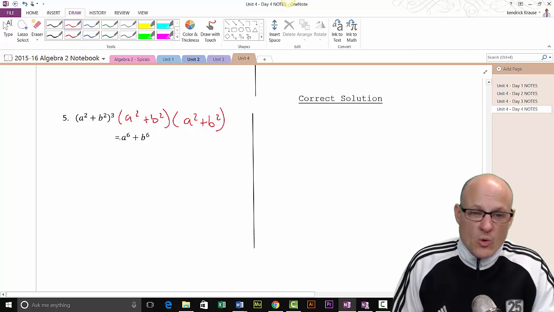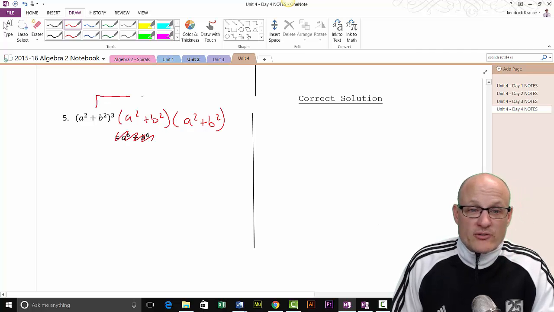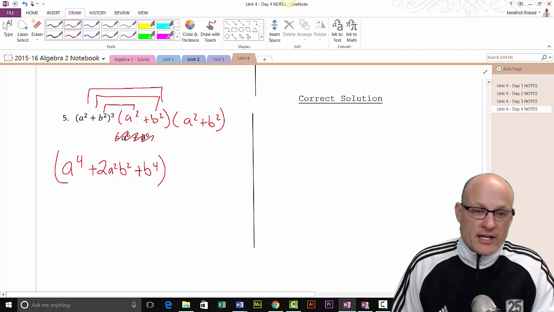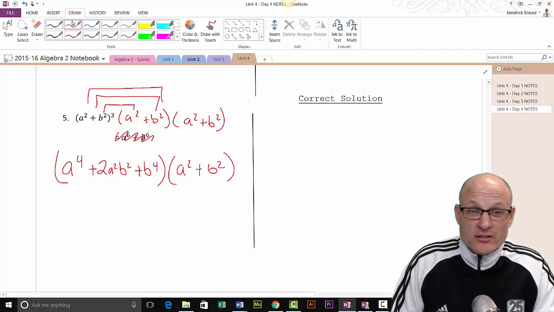Now there's a whole lot going on in this one. You're going to see that this is crazy. The only way to do this is to multiply these two together first. So that's a to the 4th. And then this is a squared b squared. And this is a squared b squared. So that's plus 2a squared b squared plus b to the 4th. So when you multiply those two together, you get that weird thing. But we still have to multiply it by one more a squared b squared.